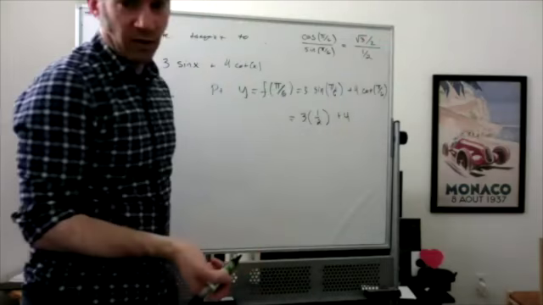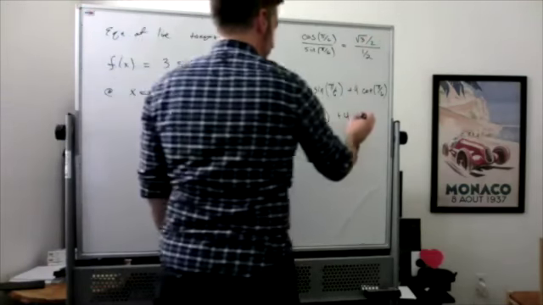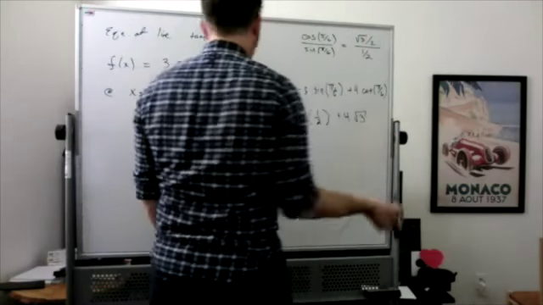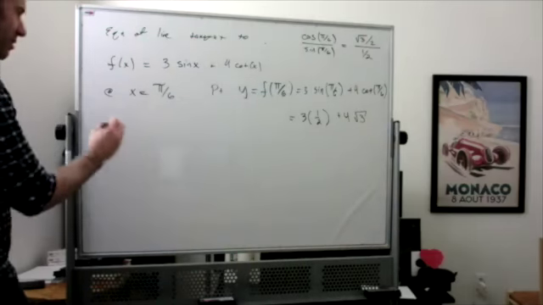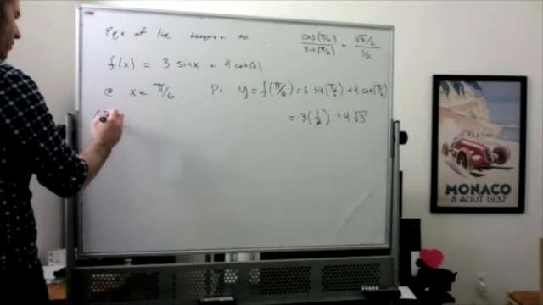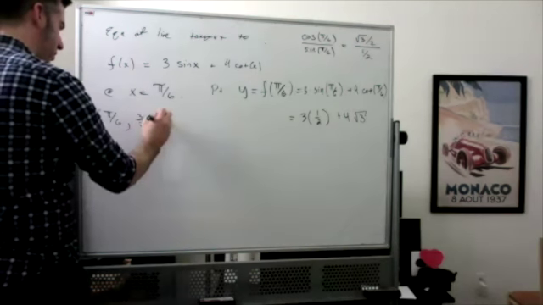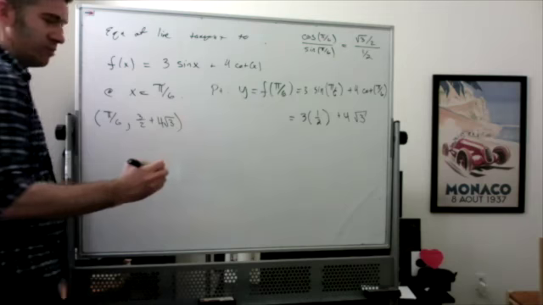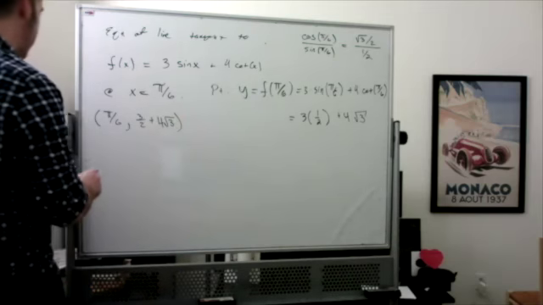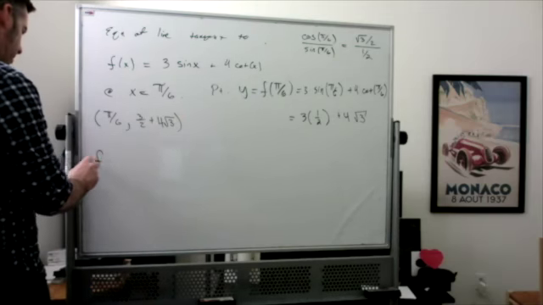Root 3 over 2 divided by 1/2 is just root 3. So you get 4 times the square root of 3. So here's my lovely point. My point is pi over 6, comma, 3/2 plus 4 root 3. That's gross. Now let's find the derivative to find the slope.